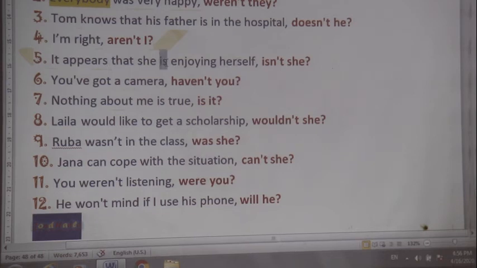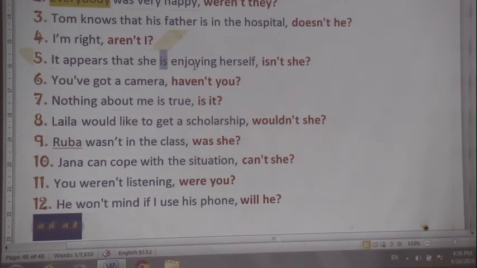Now the next one, it appears that she's enjoying herself. So "is", only invert is. And don't forget to add not because the statement is positive. So, isn't she? Now, you've got a camera, and you've is the contraction form of you have. So in this case I can invert have because it's a helping verb. So, haven't you? You have, haven't you?